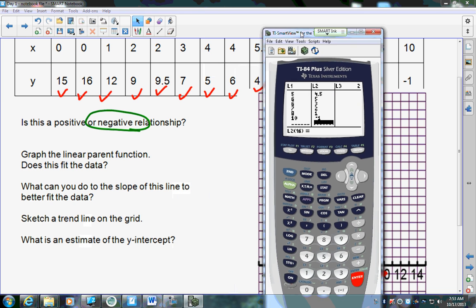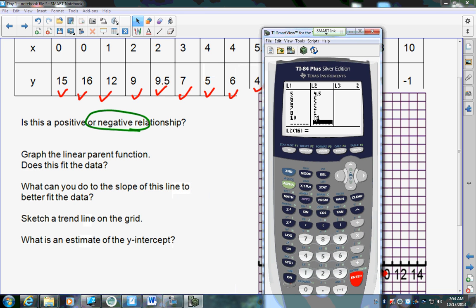Now, after you put your points into L1 and L2, remember they have to have the same amount in the two columns. You have to turn on your stat plot right there above Y equals. Second Y equals, enter, enter. Turn that stat plot on. Now when we go to graph, here are some points, but we need to fix our window settings.